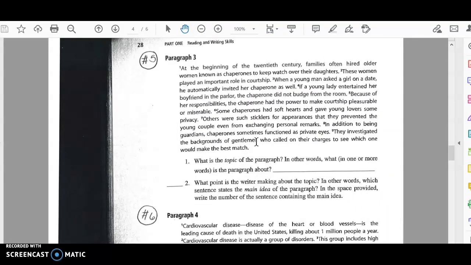So for this one, our topic is chaperones. And our main idea is in the first sentence again. So we've got, at the beginning of the 20th century, families often hired older women known as chaperones to keep watch over their daughters. And then after that, we get supporting details about what those chaperones were like and the things that they did. So this one is our general idea. This is our main idea.